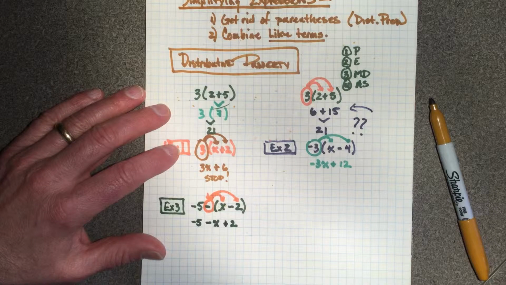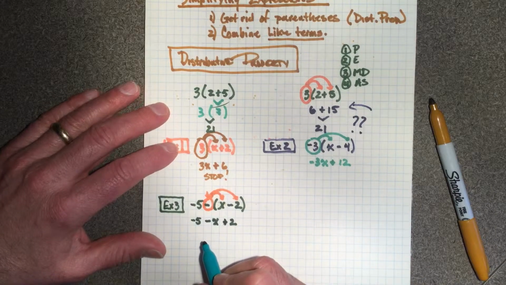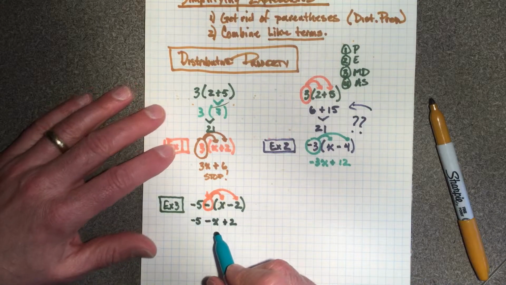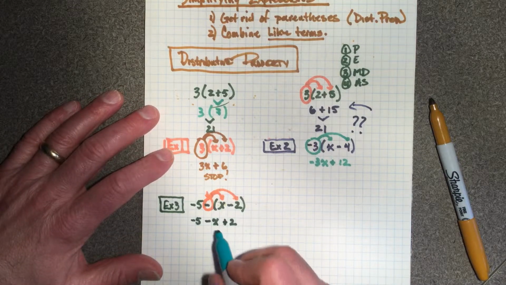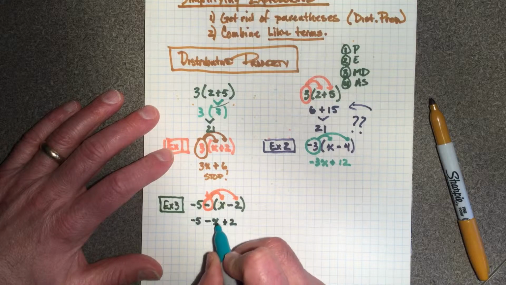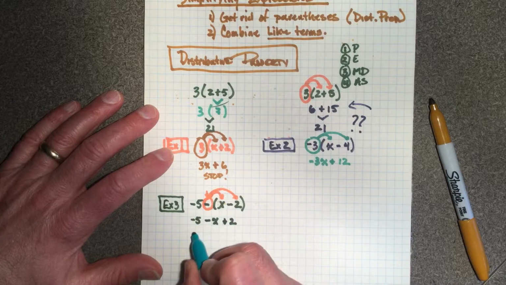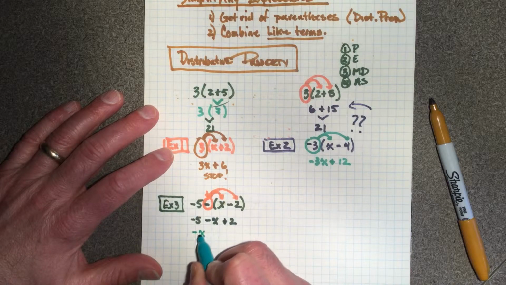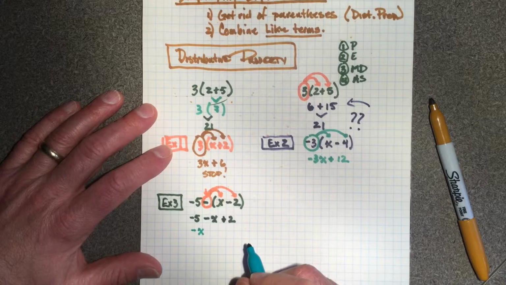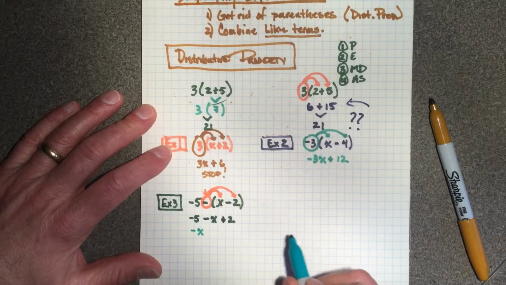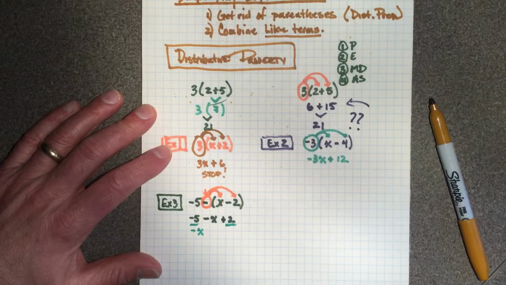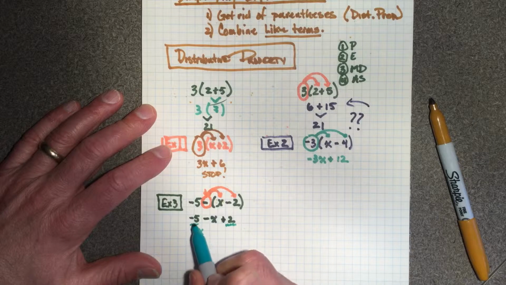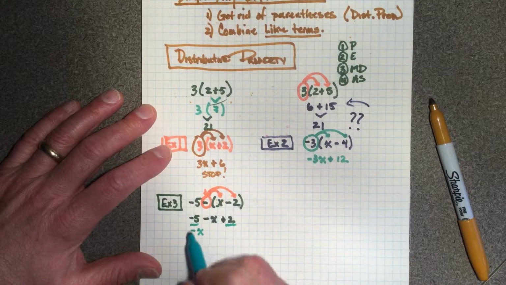All right, this one we can keep going because we have some like terms. Like terms are terms that have the same variable, or terms that have no variable. So we can see that the x doesn't have a partner. So I'm going to write that out in front, negative x. It doesn't really matter. A lot of times people put the x out in front. And then these two guys have no variables, so we can collect those up. So this is a negative 5 and a positive 2.